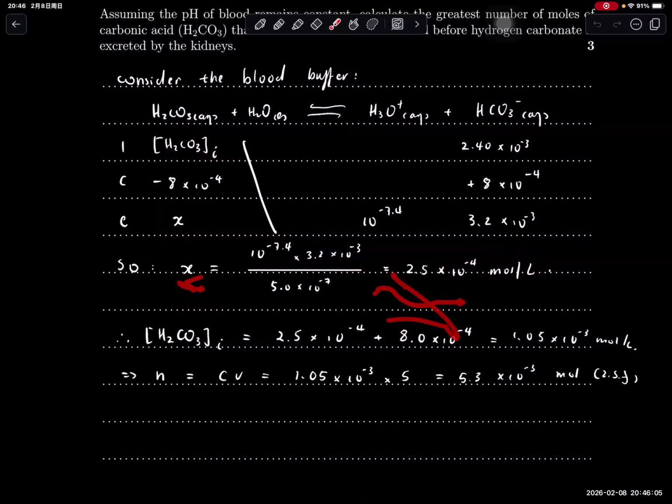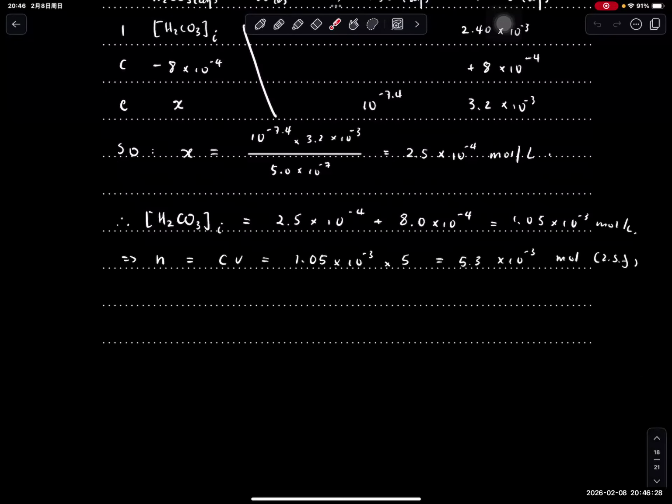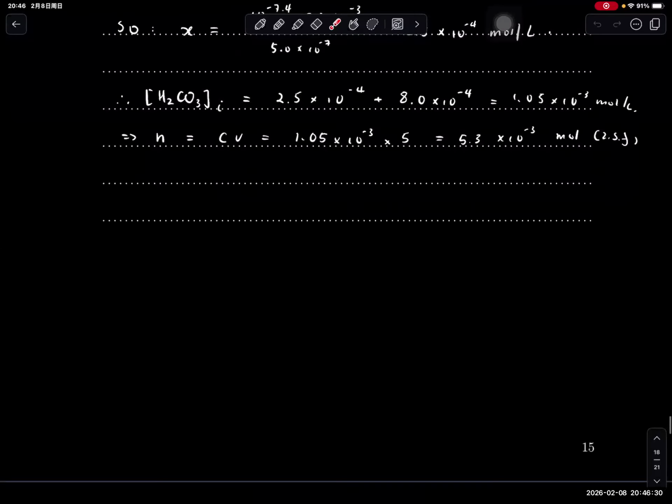But this is at equilibrium. This is not how much we add, okay? This is how much we produce in the initial system. So if you reverse engineer X and calculate that, you get this much. So that's the maximum amount it's allowable for you to have in your body before you get sick. Make sure to convert into moles because it's asking for moles, so C times V as well.